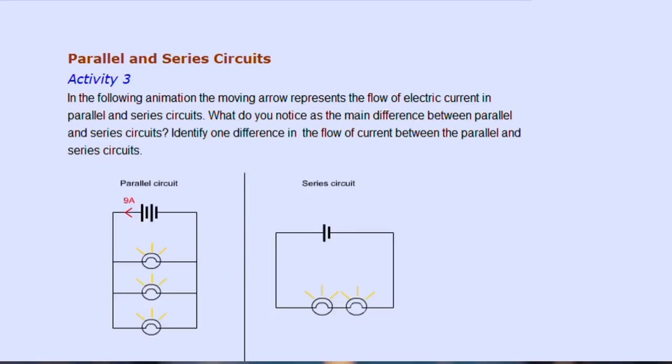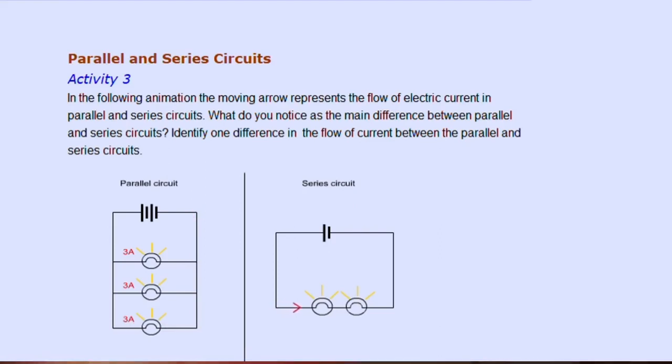In the following animation, the moving arrow represents the flow of electric current in parallel and series circuits. What do you notice as the main difference between parallel and series circuits? Identify one difference in the flow of current between the parallel and series circuits.